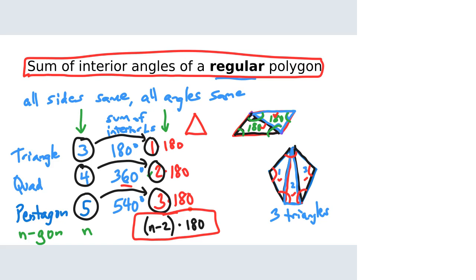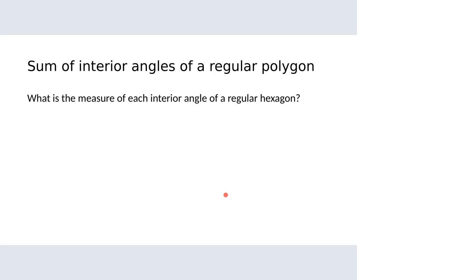So when we're asked for the sum of the interior angles of a regular polygon, that's the formula we're going to use to find it. Any questions on how we built that thing? Fantastic. Okay. So let's just say we were given a question that is, what is the measure of each interior angle of a regular hexagon?